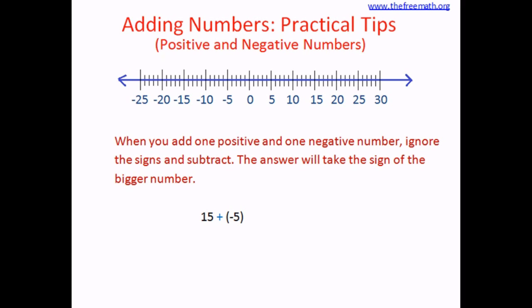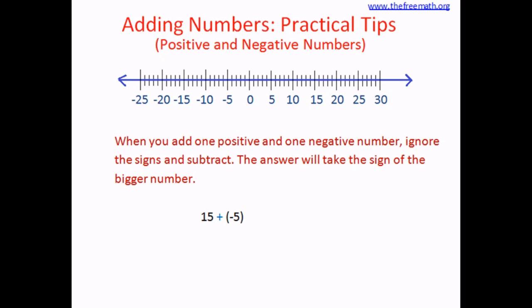15 plus negative 5. So what we are going to do is we are going to ignore the signs. That means ignore that 15 is a positive number and 5 is a negative number. Just look at 15 and 5 and subtract. Subtract means subtract the smaller number from the bigger number. Subtract 5 from 15. When I am saying smaller and bigger, I mean the numbers without the sign. That means between 15 and 5, 15 is bigger, so subtract 5 from 15, you get 10.